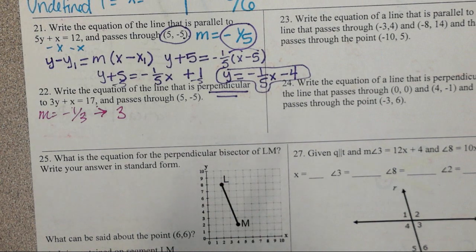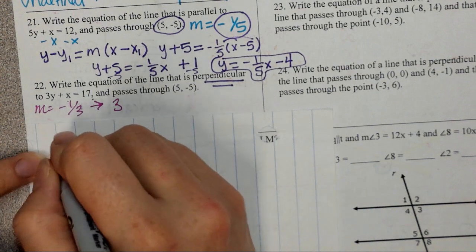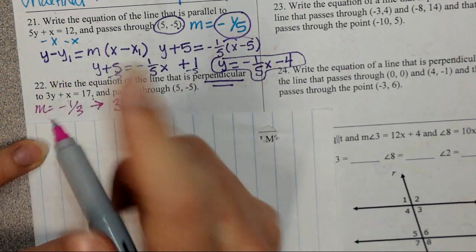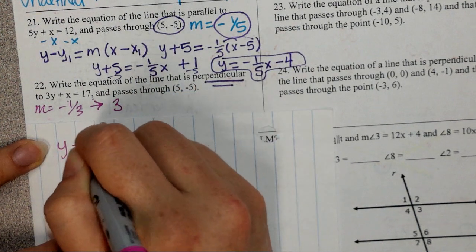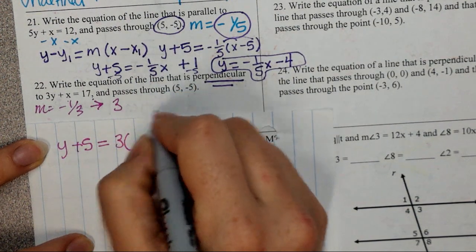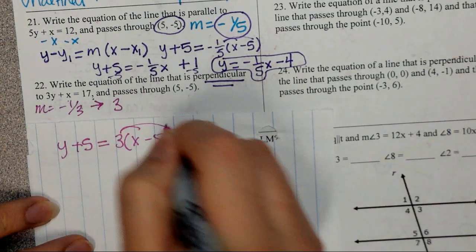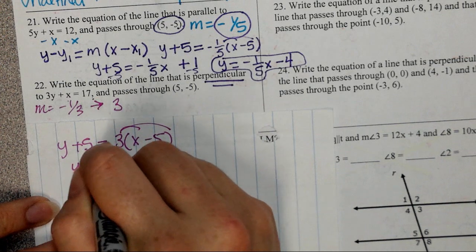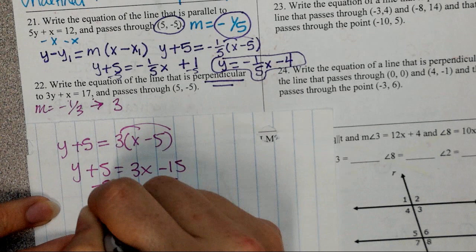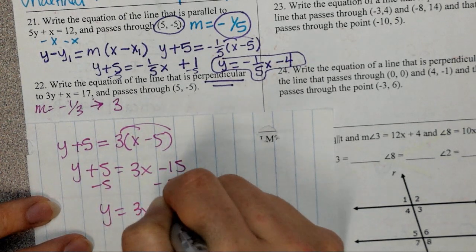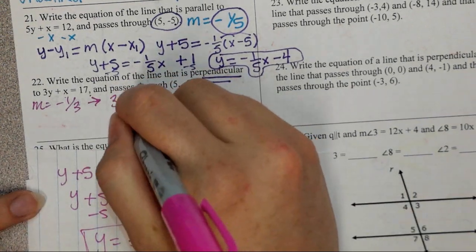Okay, so now I want a little bit more room to work. So I'm going to use my point slope form. So I'm going to have y minus a negative 5 again, so it becomes y plus 5 is equal to 3 times x minus 5. Distribute. So we've got y plus 5 is equal to 3x minus 15. Subtract 5. y is equal to 3x minus 20. Okay.